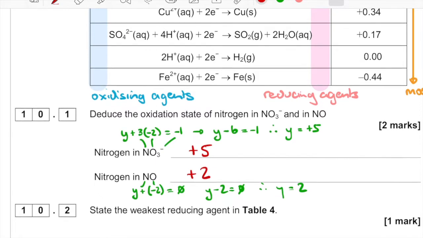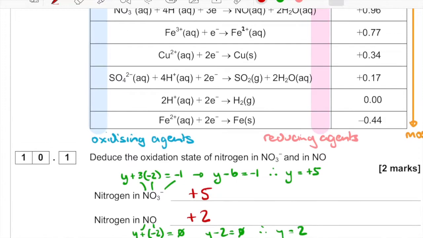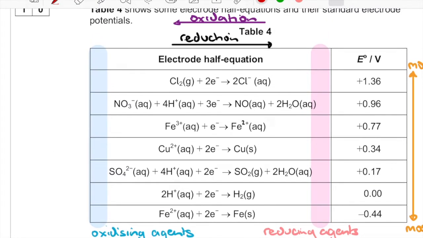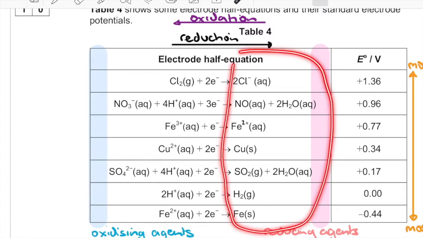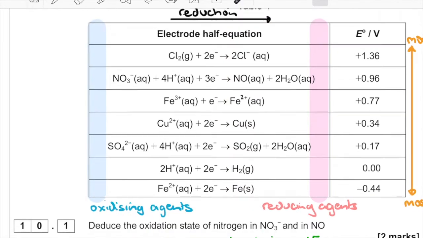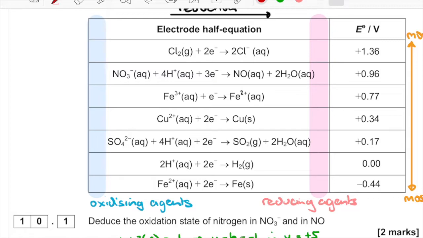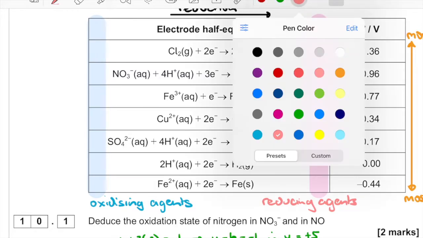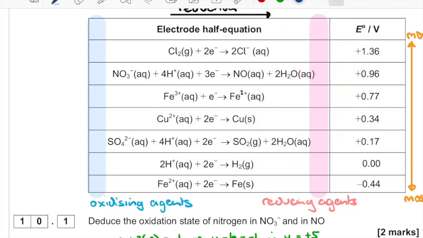The next question asks for the weakest reducing agent in table 4. If it's a reducing agent, it's going to be something on the right-hand side of the half equation. So only what features to the right of the arrow can be a possible answer. Now, how can we work out which it is? A useful mnemonic, and of course you've got to understand how to use it, is PIONEER.